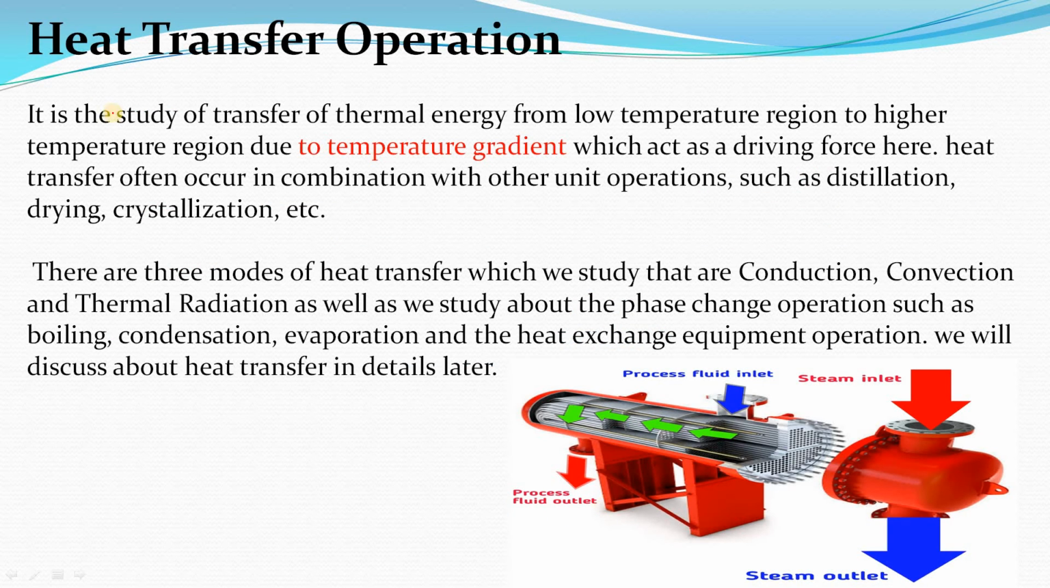Next unit operation is heat transfer operation. There is a separate subject of heat transfer you study in your chemical engineering curriculum, or this is also a unit operation. So what is heat transfer? Basically, heat transfer is the study of transfer of thermal energy from a high temperature region to a low temperature region, same as mass transfer operation. Mass transfer is the study of transfer of mass from a higher concentration region to a lower concentration region. This is due to temperature gradient, and that one due to concentration gradient, right?